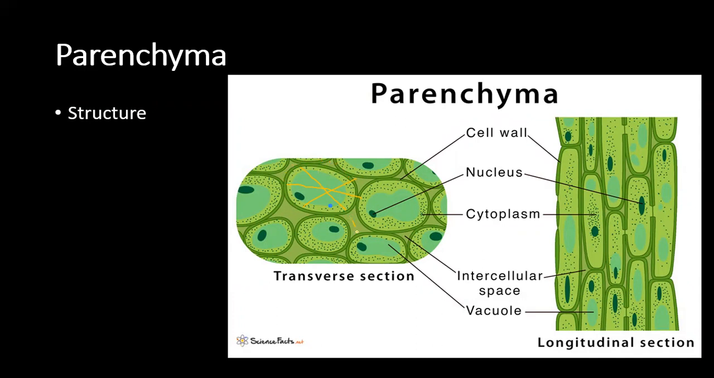They are loosely arranged. Because of this looseness, they create large intercellular spaces between the cells. So they have large intercellular space, isodiametric in nature, oval, sometimes round or sometimes polygonal in shape. Then if we go inside the cell structure, the cell wall is made up of cellulose. Very important.